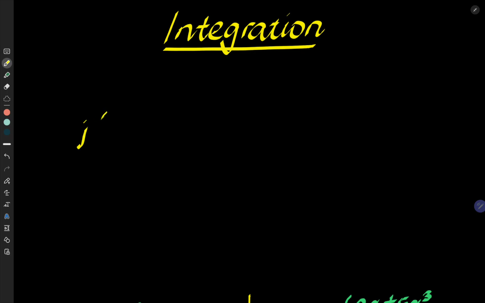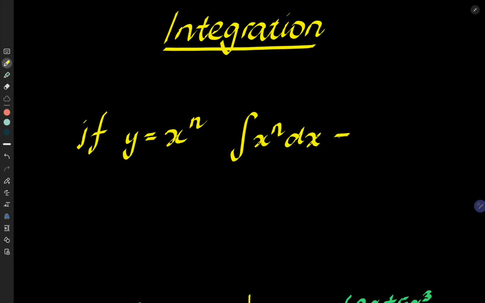So let's suppose you are given a function y is equal to x to the power of n. Then the integral of x to the power of n dx will be equal to x to the power of n plus 1. You just add 1 to the power n divided by the resulting power plus a constant c. So that's how you determine the integral of a function.